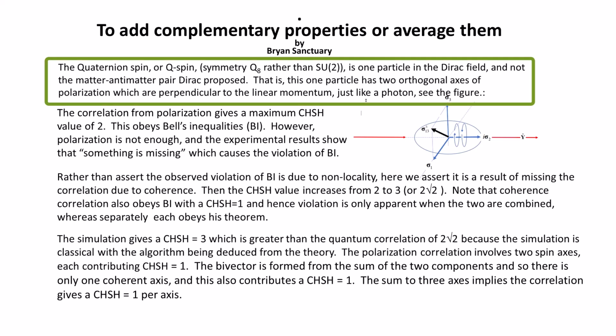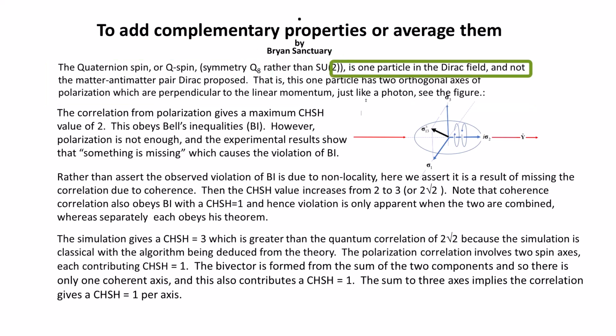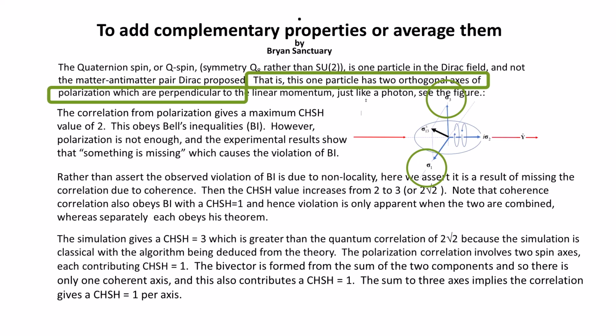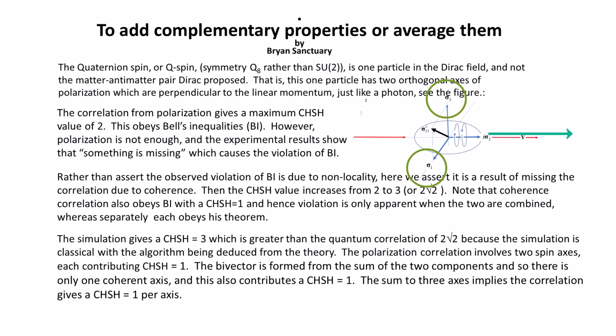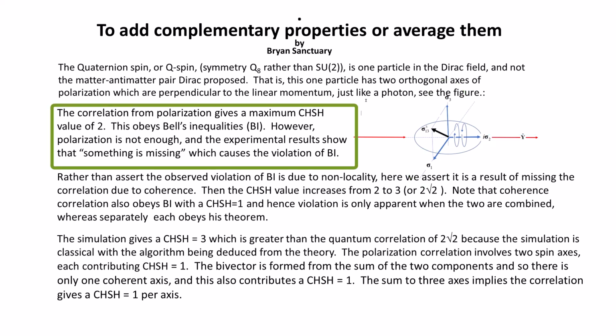The quaternion spin, or Q spin, has symmetry under the quaternion group Q8 rather than SU(2). It is one particle in the Dirac field, and not the matter-antimatter pair Dirac proposed. That is, this one particle has two orthogonal axes of polarization which are perpendicular to the linear momentum, just like a photon. The correlation from the polarization gives a maximum CHSH value of 2. This obeys Bell's inequalities. However, polarization is not enough, and the experimental results show that something is missing, which causes the violation of Bell's inequalities.